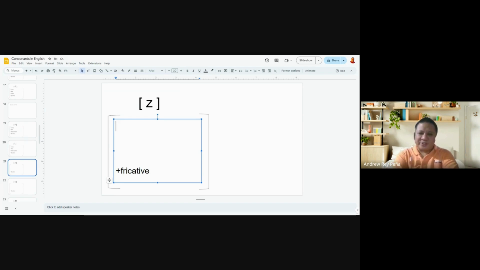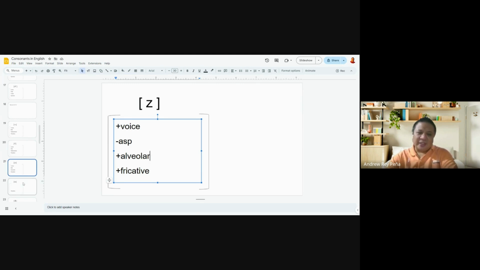Then we have the z, which is alveolar, and it's voiced. So when you say z, there should be vibration in your throat. So this is voiced. It is unaspirated. It's alveolar, meaning the tongue touches the alveolar ridge, but not completely, producing a small hole through which air passes through, but with friction. That's why it's called fricative. So this is voiced, unaspirated, alveolar fricative.